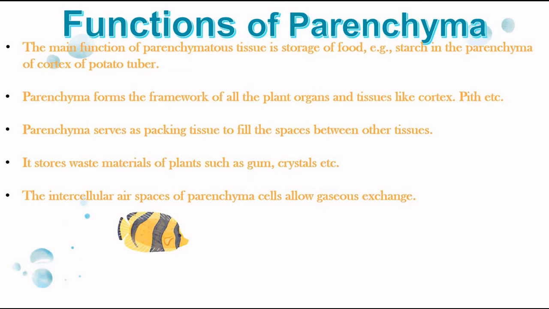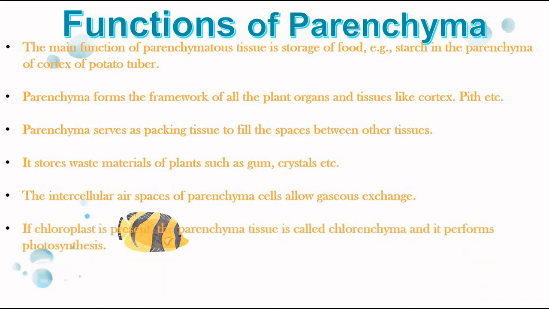Then the next function is that the intercellular air spaces of parenchyma cells allow gaseous exchange. There are intercellular spaces that we discussed right before. So these air spaces of parenchyma cells allow the gaseous exchange, that is movement of carbon dioxide and oxygen in and out of the plant body. And then if chloroplast is present, the parenchyma tissue is called chlorenchyma and it performs photosynthesis. So we can see one more division in this parenchyma, the parenchyma with chlorophyll. The parenchyma with chloroplast is known as chlorenchyma.